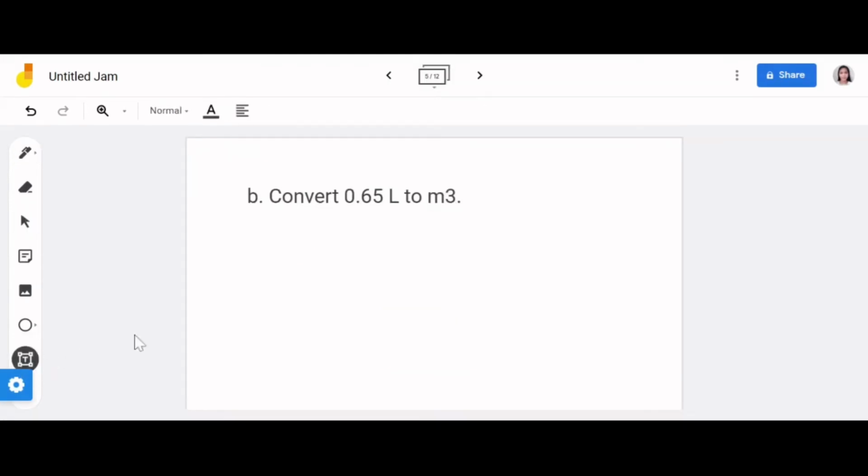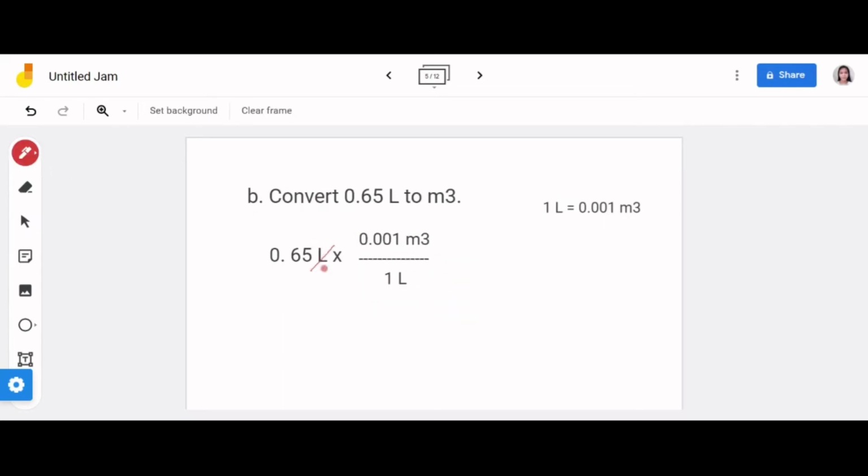For the second problem in volume, we have to convert 0.65 liters to cubic meter, which is an SI unit. So rewrite 0.65 liters, and remember that 1 liter is equal to 0.001 cubic meter. So we multiply 0.65 liters times 0.001 cubic meter over 1 liter. Then cancel the same unit to get the cubic meter. So the result is 6.5 times 10 raised to negative 4 cubic meter.